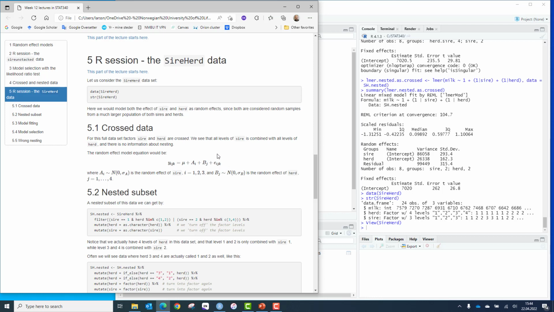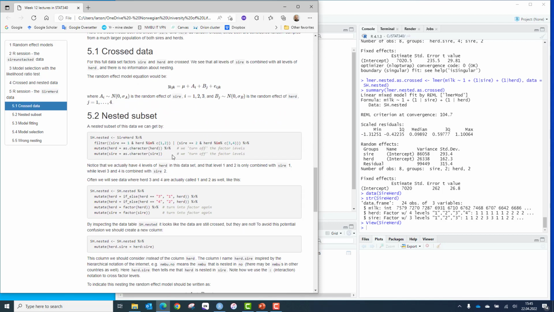So the random effect model would look something like this. Straightforward, right? This is the effect of sire, and this is the effect of herd. And so we have 3 sires, right? I is 1, 2, or 3. And B is the effect of herd, which is 1, 2, 3, or 4 in this data set.